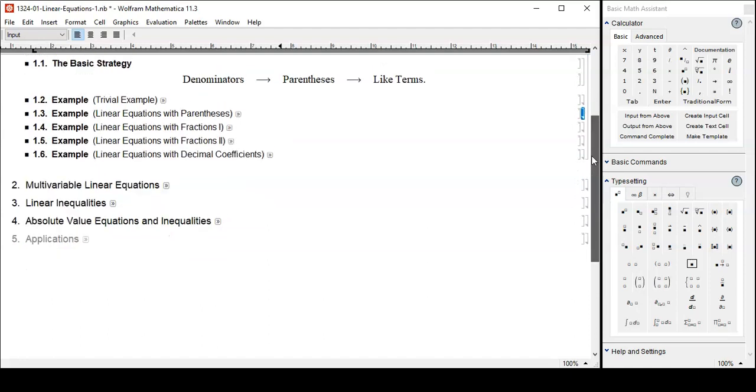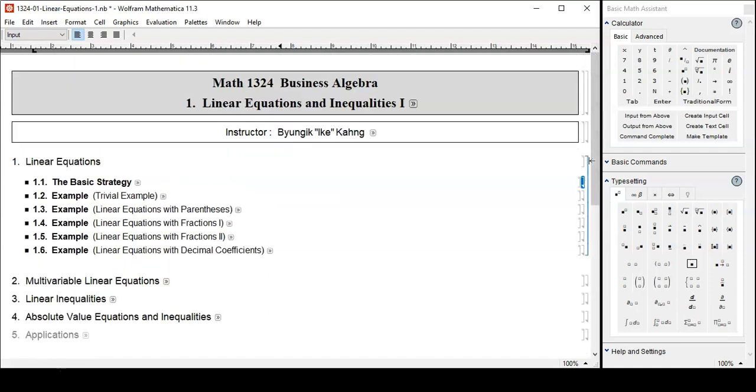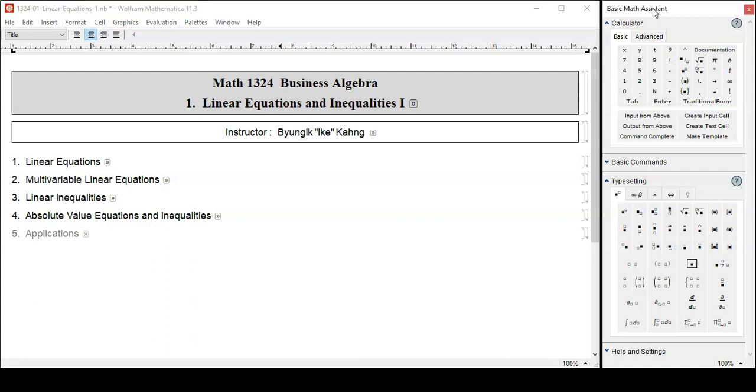So we went through a trivial and a little bit less trivial problem. We're going to do the whole problem, the entire problem, in the next video, starting all the way from the denominator.